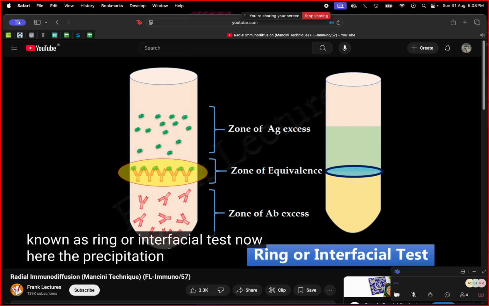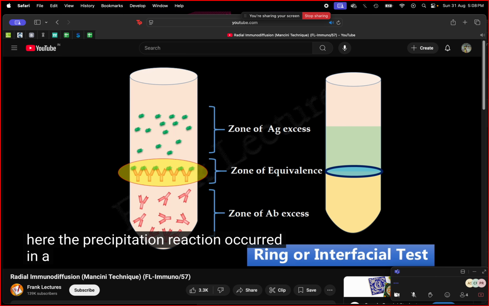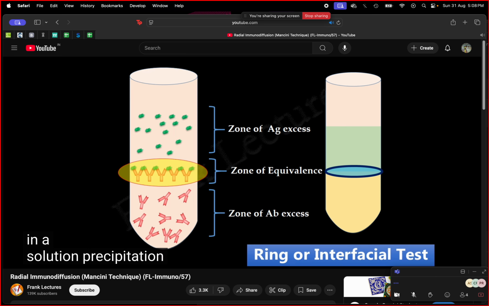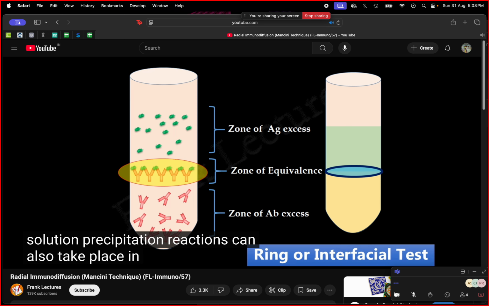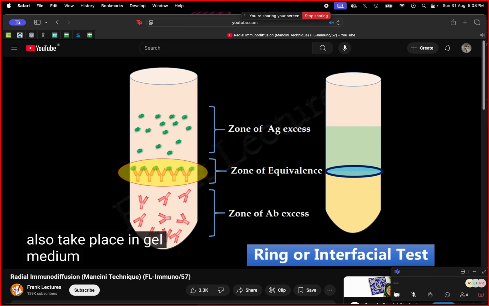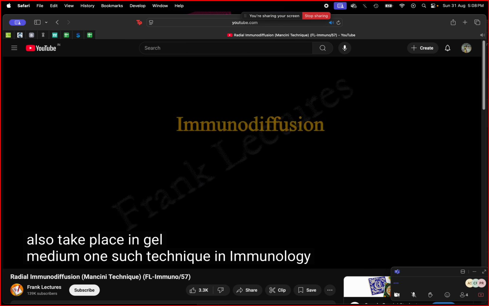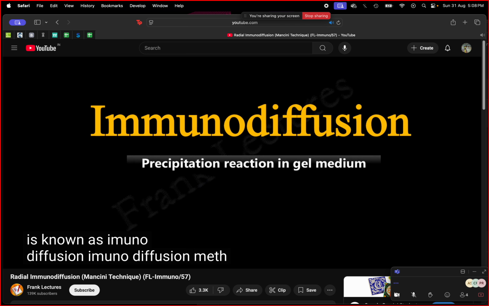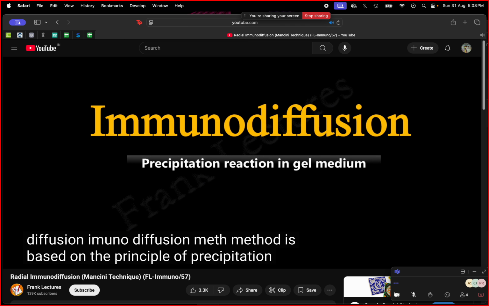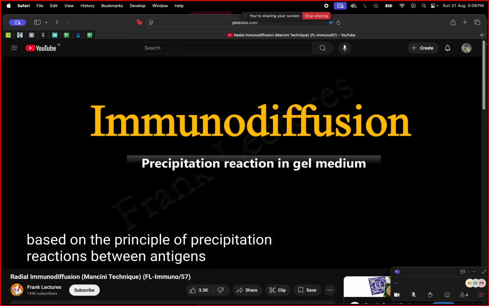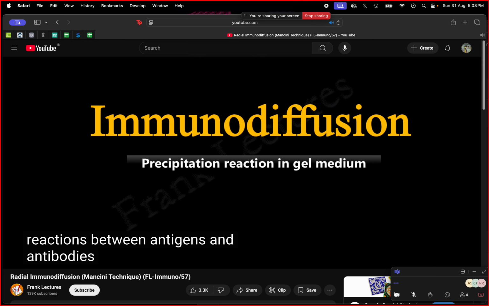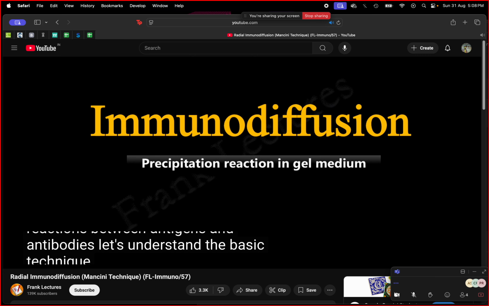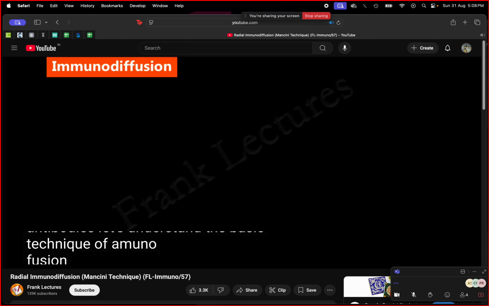Now here, the precipitation reaction occurred in a solution. Precipitation reactions can also take place in gel medium. One such technique in immunology is known as immunodiffusion. Immunodiffusion method is based on the principle of precipitation reactions between antigens and antibodies. Let's understand the basic technique of immunodiffusion.